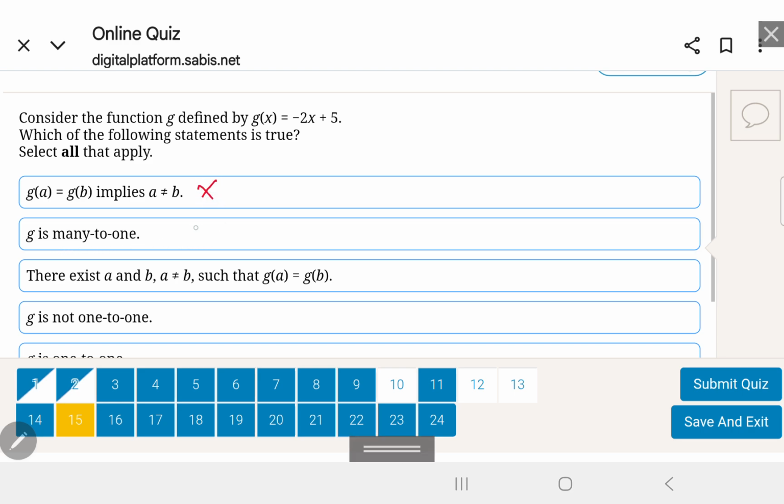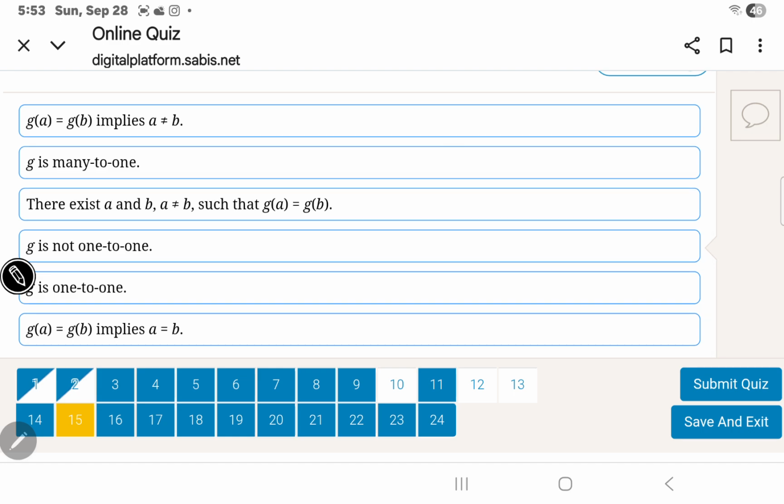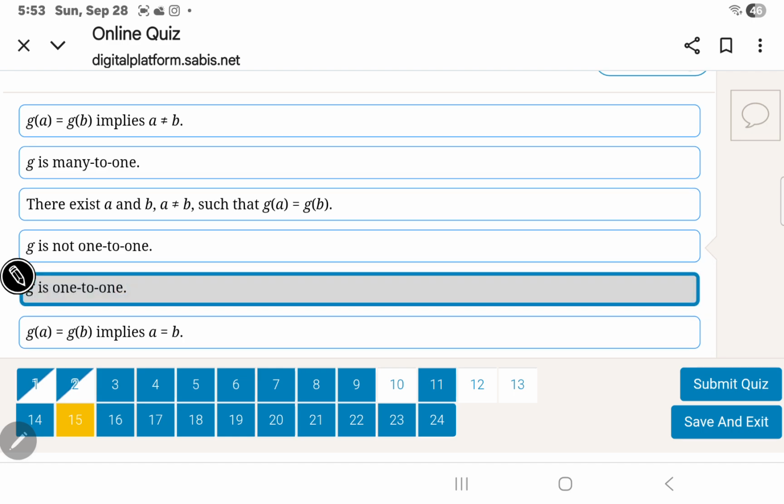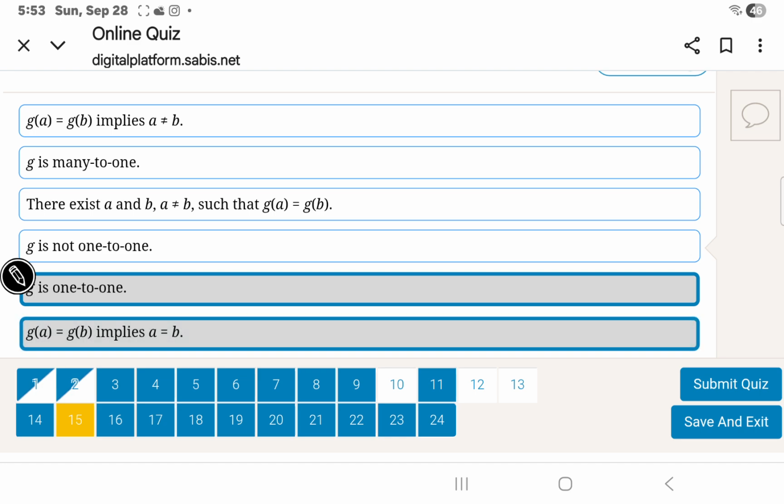G is many to 1? No, g is 1 to 1. There exist a and b such that a does not equal b such that the images are equal. This is incorrect. G is not 1 to 1. This is also incorrect. Let's see other options. G is 1 to 1. Yes, it's 1 to 1. And if a equals b, this implies g(a) equals g(b). This is correct.